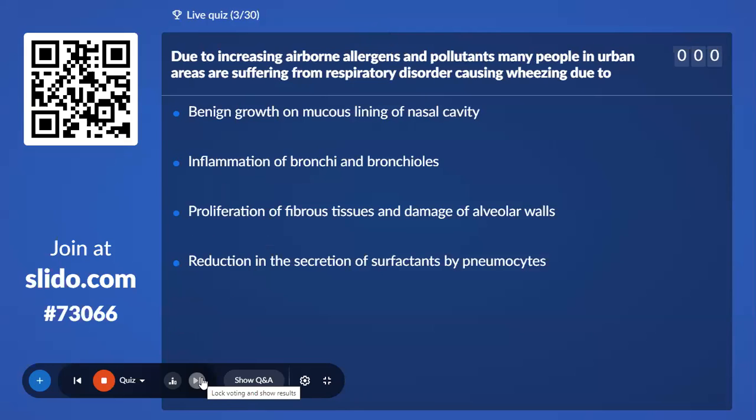Due to increasing airborne allergens and pollutants, many people in urban areas are suffering from respiratory disorder causing wheezing due to benign growth on mucous lining of nasal cavity, inflammation of bronchi and bronchioles, proliferation of fibrous tissues and damage of alveolar walls, reduction in secretion of surfactants by pneumocytes.